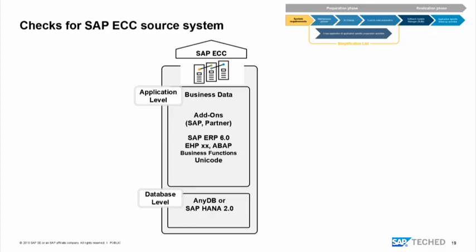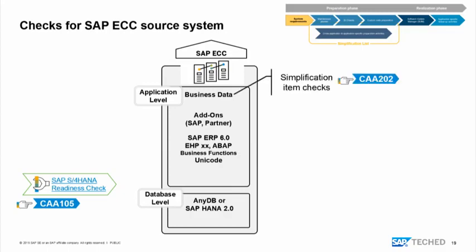This picture shall represent your ECC source system. We have application level above and database level below, and there were some checks. The recommended check is the S/4HANA readiness check, again with the link to the session here. That is a kind of umbrella, and it's improved step by step. The dedicated separate steps to check are simplification item checks, which check the source system more on business data level, application level. Then we have the maintenance planner, which checks the source system more on component level and business function level, especially add-ons.